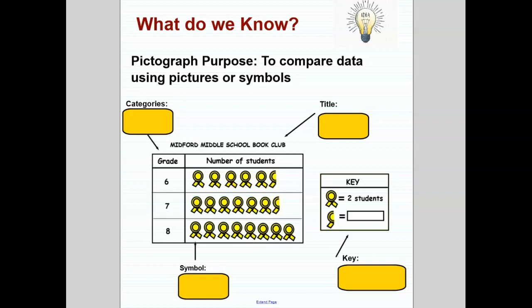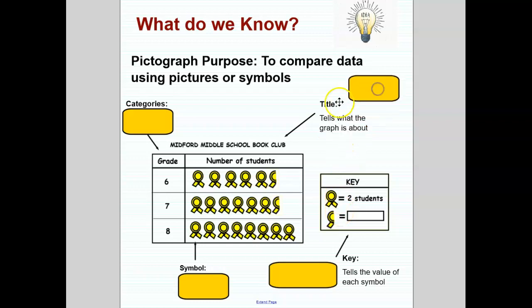You're right, you always look at the key first because it unlocks the picture graph and tells you the value of each symbol. Then you go and look right at the title because it tells you what the graph is about. Remember it as the main idea. Then you look at the specific categories your picture graph is broken into.